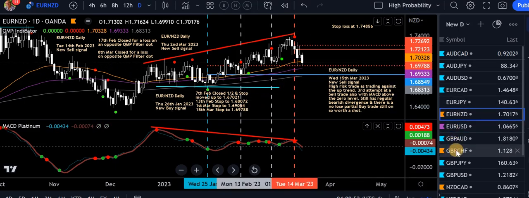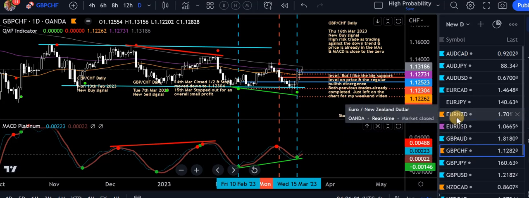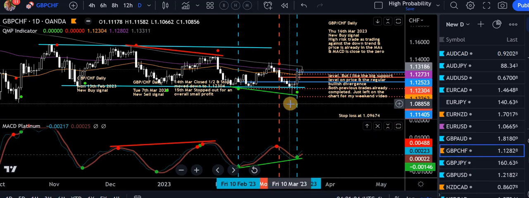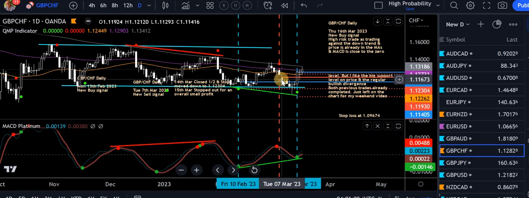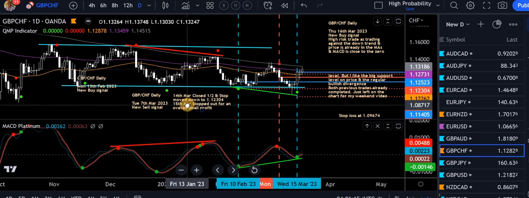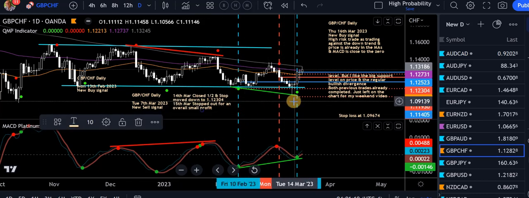All right, yeah, pound Swiss, get back on track here. I'm all over the shop. And the reason it brought my attention is because this is highlighted in orange too, which means there's something I've got to talk about, and I missed out on that one. So let's have a look here, highlighted in orange. This trade's obviously this sell from the 7th of March. So let's have a look here. Yeah, so 15th of March, stopped out for an overall small profit.